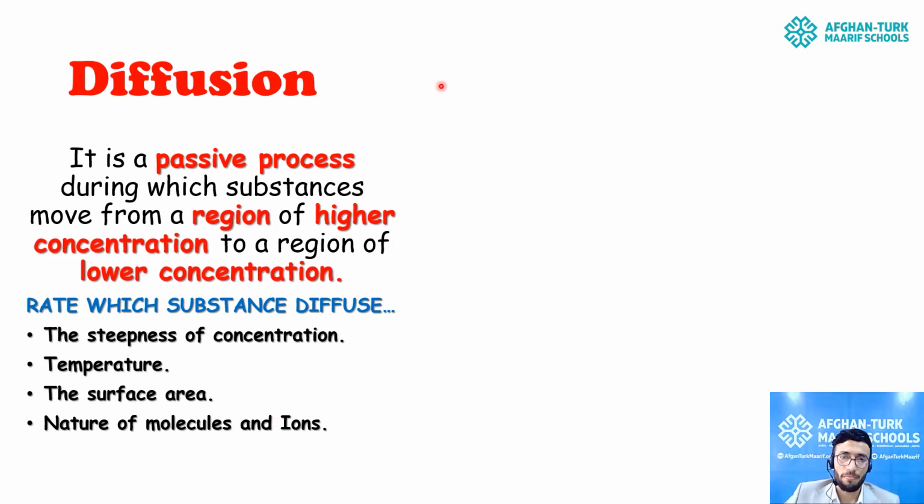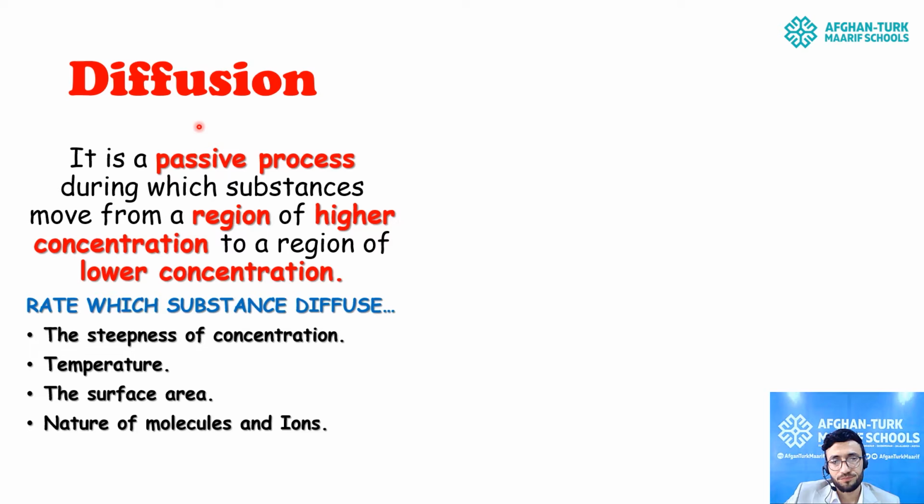Dear students, diffusion. First, let's define it. Simply, we can say that it is a passive process. It means it does not require any kind of energy, during which substances move from a region of higher concentration to a region of lower concentration. It means where the molecules and ions are more, they diffuse through kinetic energy or the law of motion to a region of lower concentration, or where you can find molecules in small quantities.